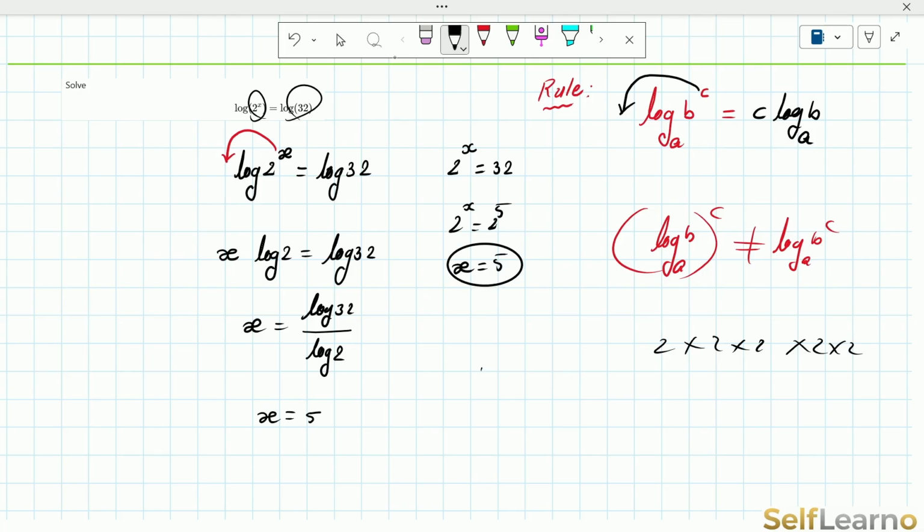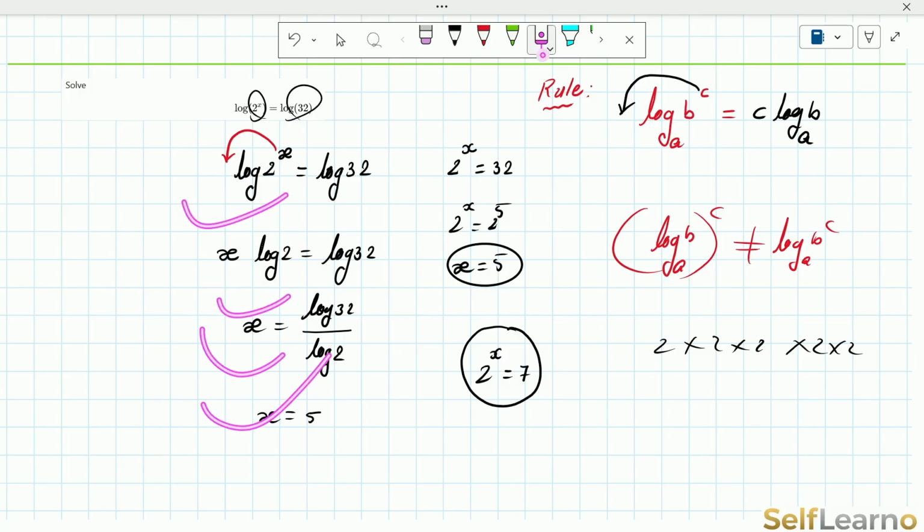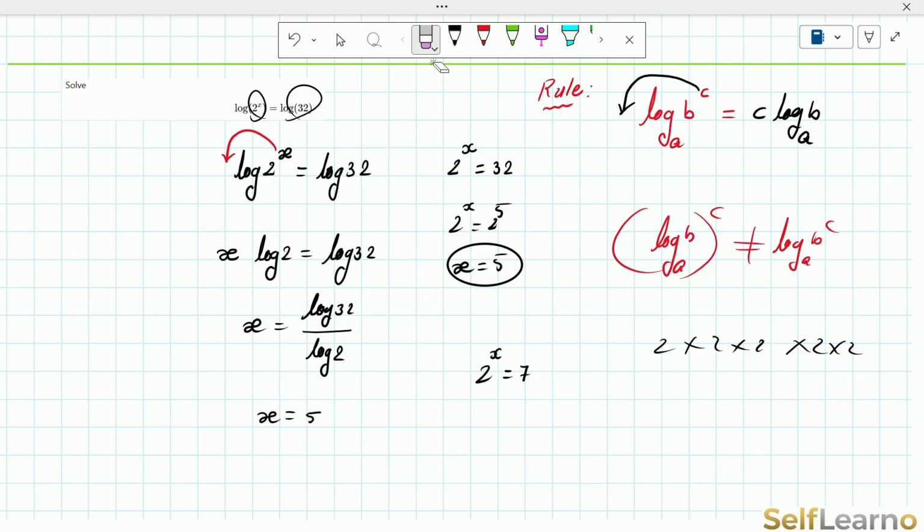But in the place of 32, if there is a 7, then how will you do this? You have to follow this method. Okay, wait for this, 2 raised to 7, 2 raised to x. I will explain this question.